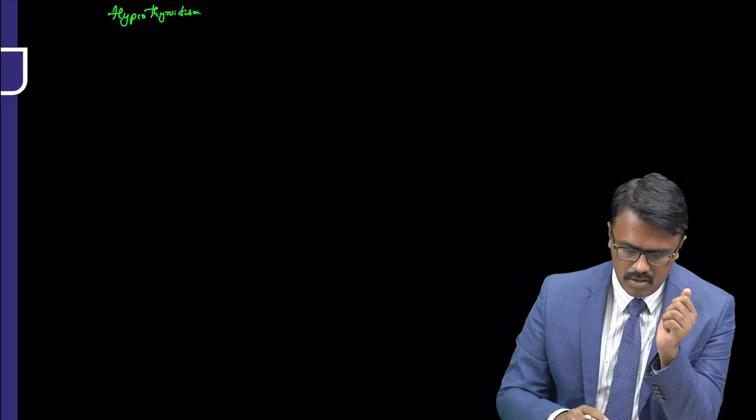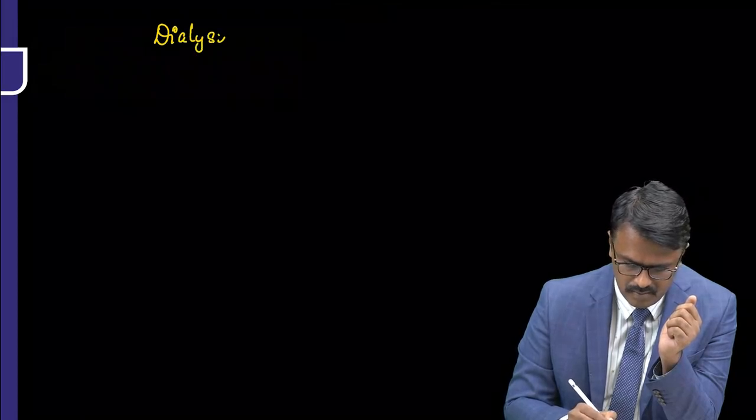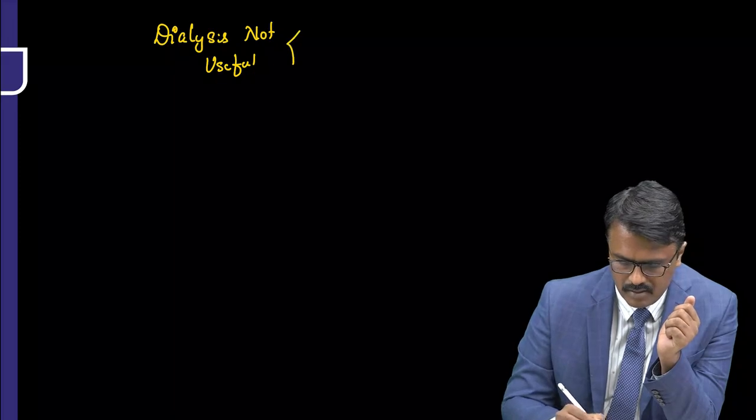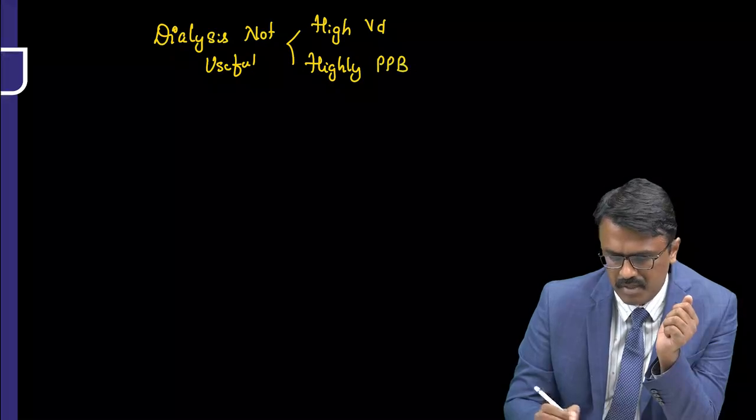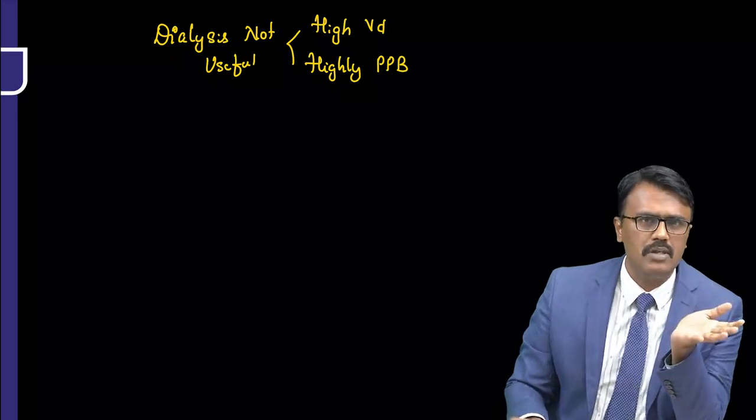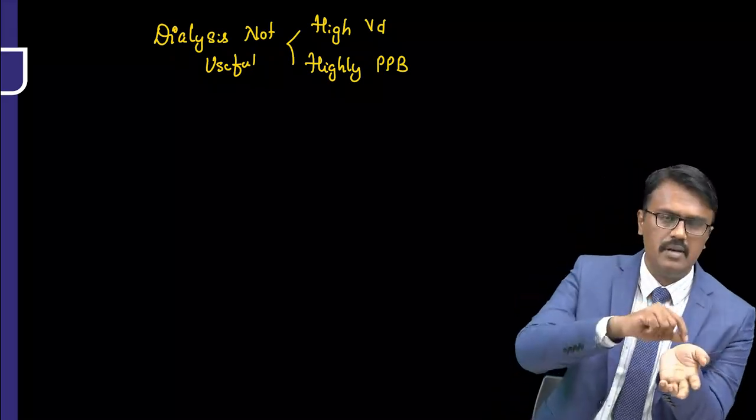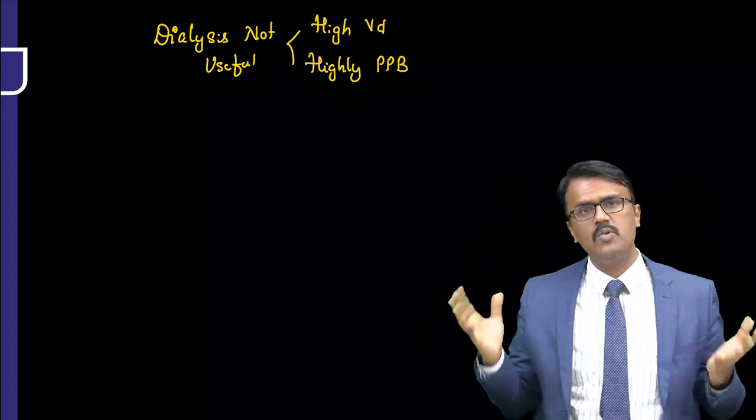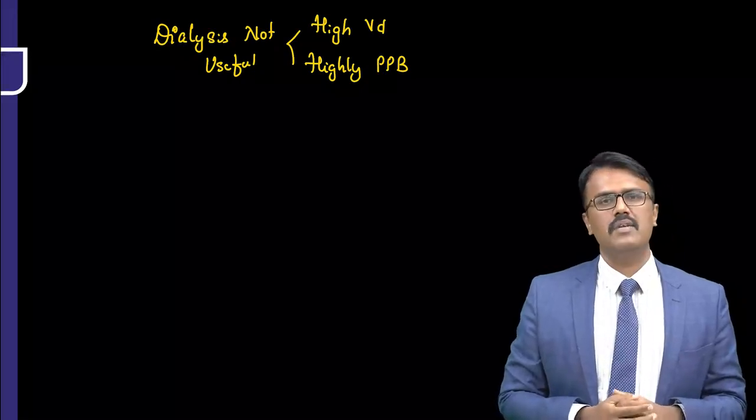Now, dialysis is not useful if a drug has high VD or a drug is highly plasma protein bound. The reason is simple. If the drug is staying outside the blood vessel, if you do dialysis, there is no use. If the drug is present in the blood vessel, it will go to the dialyzing machine, get dialyzed, and come back. But if the drug is outside the blood vessel, even if you're doing dialysis, you are wasting the time. It's very difficult to remove them.